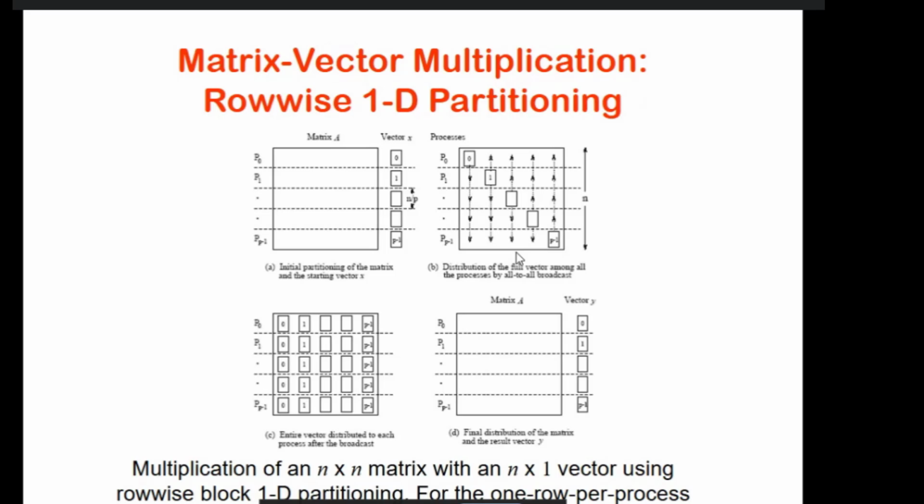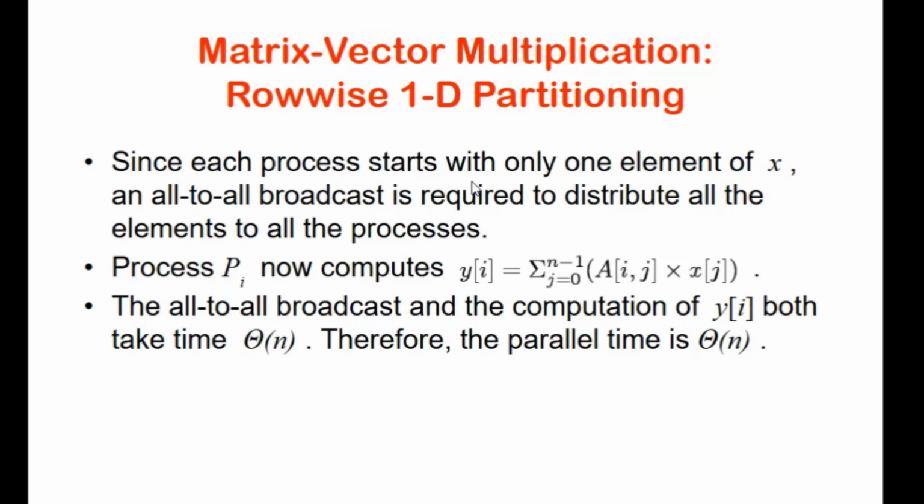In the third step, there will be a computation process, and here each row of the matrix gets multiplied with the vector x. In the fourth step, the resultant vector is created. Since each process starts with only one element of x, an all-to-all broadcast is required to distribute all the elements to all the processes. And the all-to-all broadcast and the computation of yi both take O(n) time. Therefore, the parallel time is O(n).